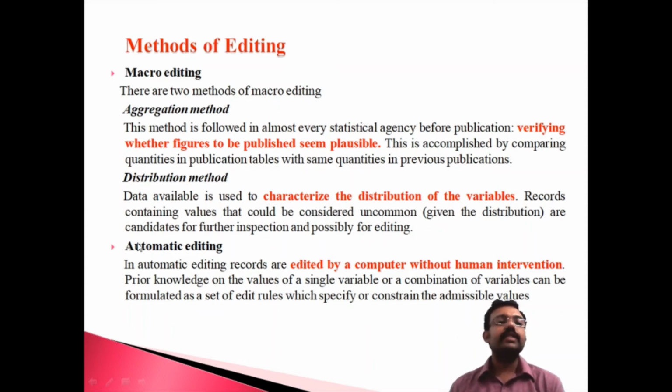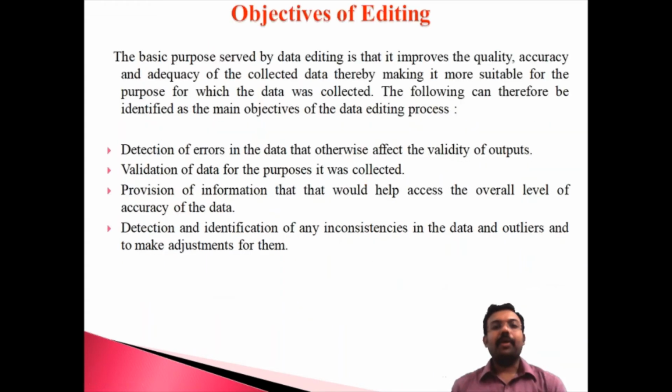The last category is automatic editing. That means edited by the computer without human intervention. That category of editing is known as automatic editing. These are the important methods used for editing. Let us discuss the objectives of editing. First we discussed the different methods of editing, and next we discuss the important objectives of editing.